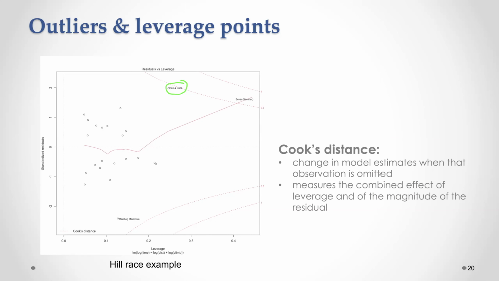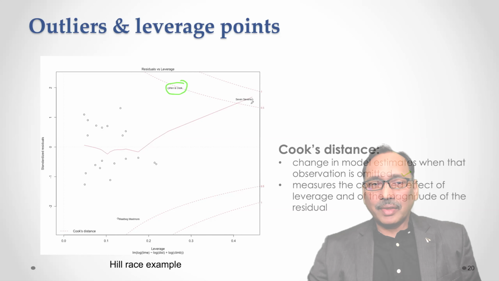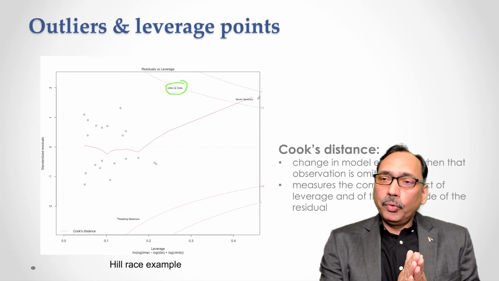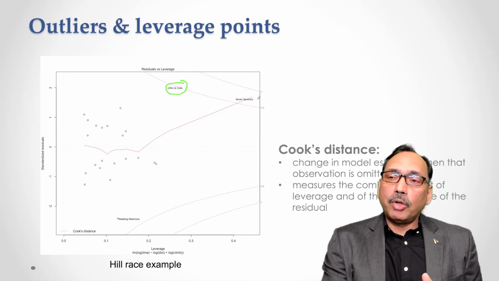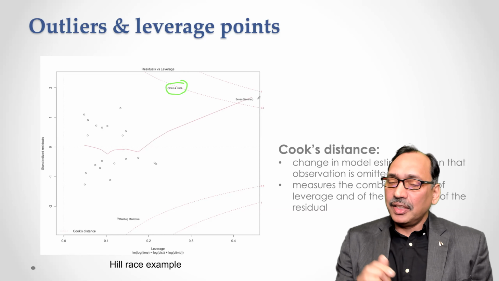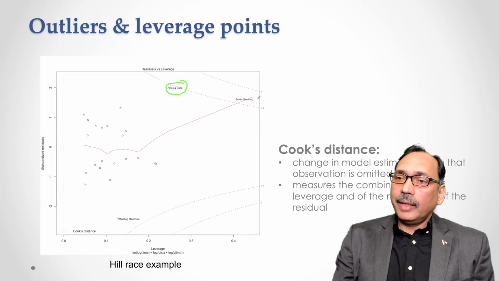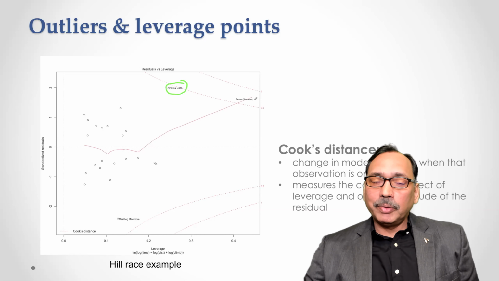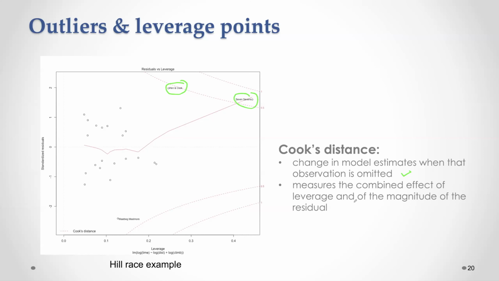So there's a change in the model estimate when that observation is omitted. How these values are arrived at is very simple. You remove the first observation, create a model and see how much impact it has on the coefficients, by how much your coefficients change. Then you remove the second point, third point, fourth point, and the one that gives you the maximum change will be flagged. It measures the combined effect of leverage and the magnitude of the residual.